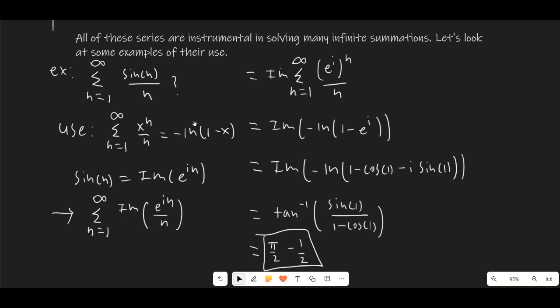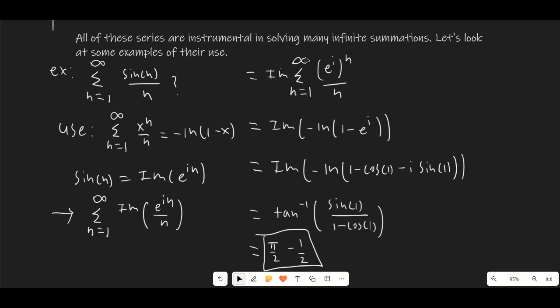So what this is going to look like is, right now we have sine of n over n rather than x to the n over n, so we have to figure out how to write sine of n as a power. And the way to do this is we write sine of n as the imaginary part of e to the in. So we have the sum from n equals 1 to infinity of the imaginary part of e to the in over n. And if you think about it, if you take the imaginary part of a bunch of numbers and then add them together, it's the same as adding together those numbers and then taking the imaginary part. So we can bring this imaginary operator outside.